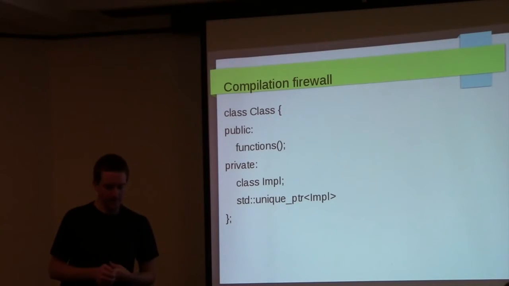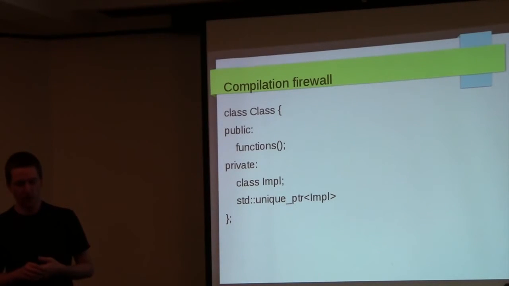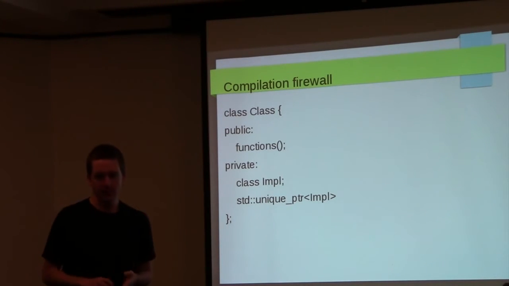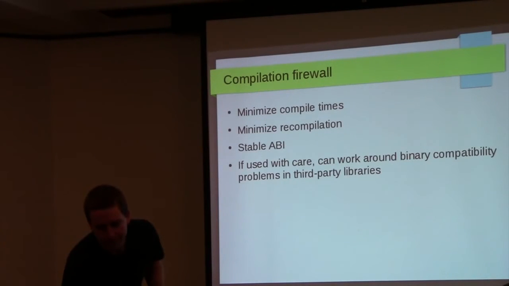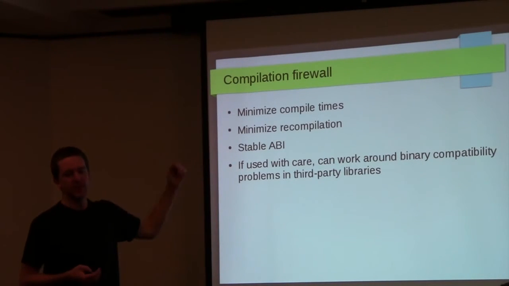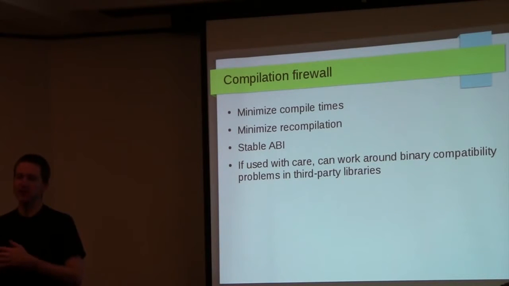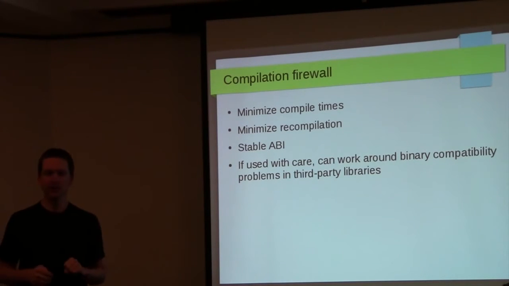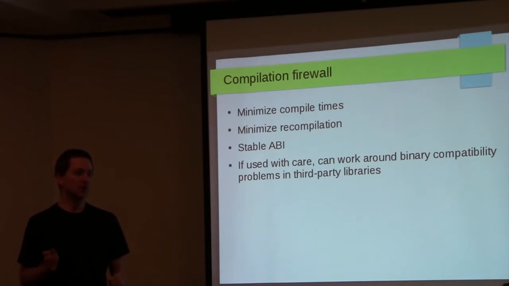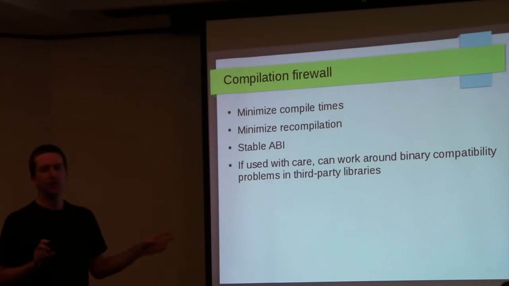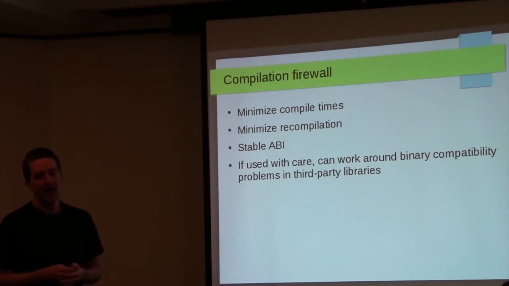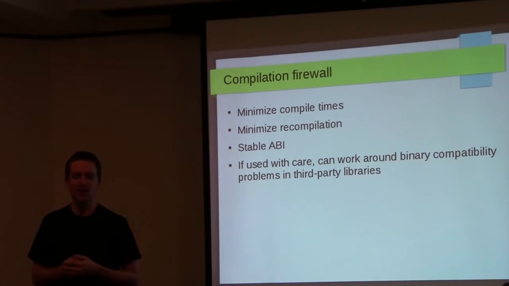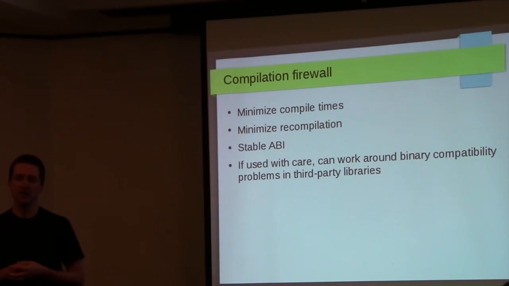And so I mentioned minimizing compile times and minimizing recompilation, but it also gives you a stable ABI. So the layout of this class is always going to be a single pointer. That's it. It doesn't matter if you store a string inside your implementation, a vector, 19 ints, nobody has to know, nobody cares. And if used with care, this can work around binary compatibility problems in third-party libraries.